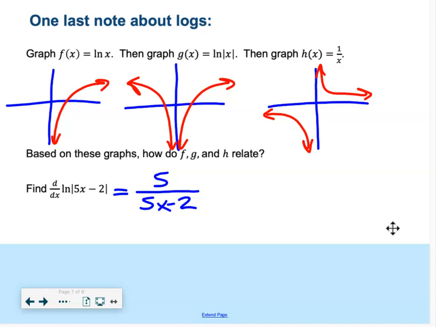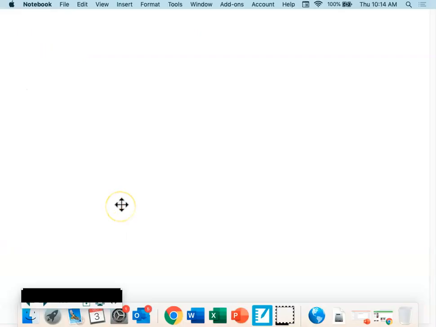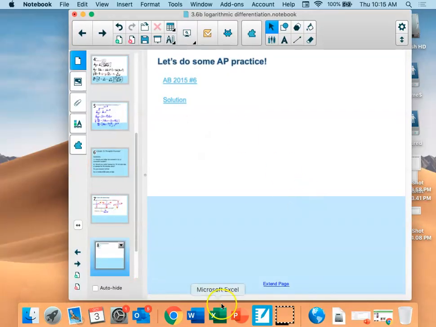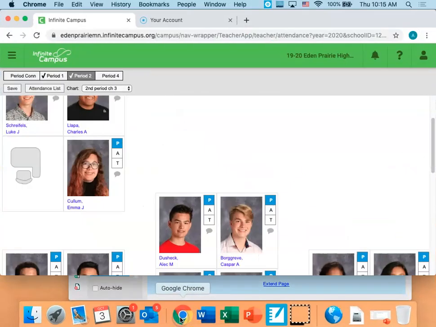Okay. All right, one more thing, which is an AP practice problem before course starts. So 2015 number 6, which my link is not working, but I can pull it up from scratch.